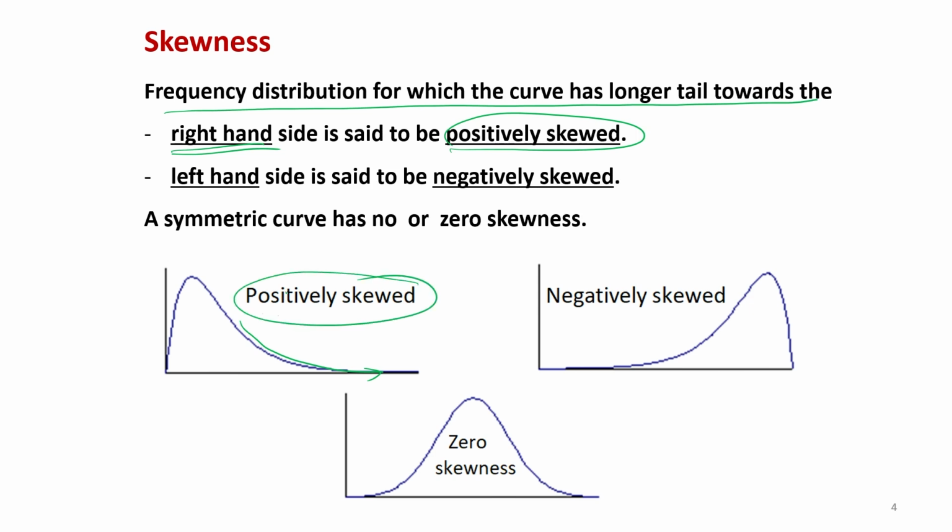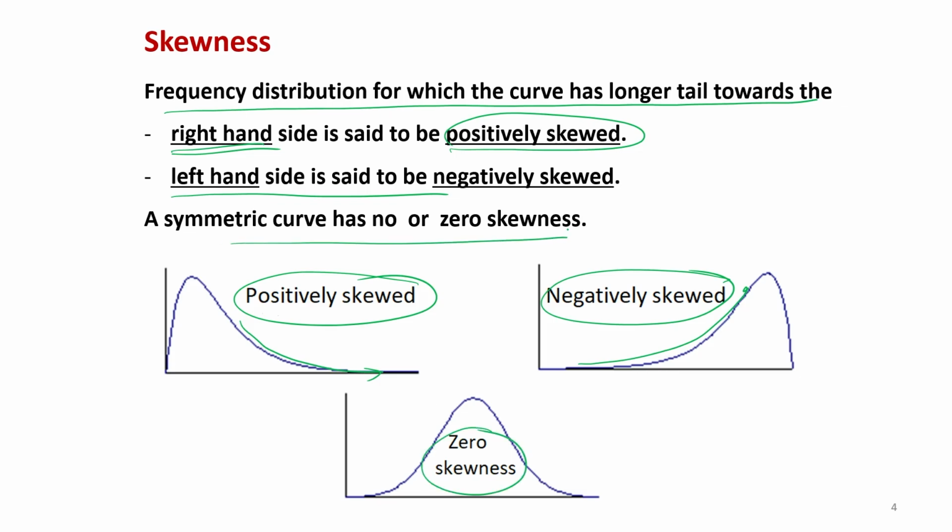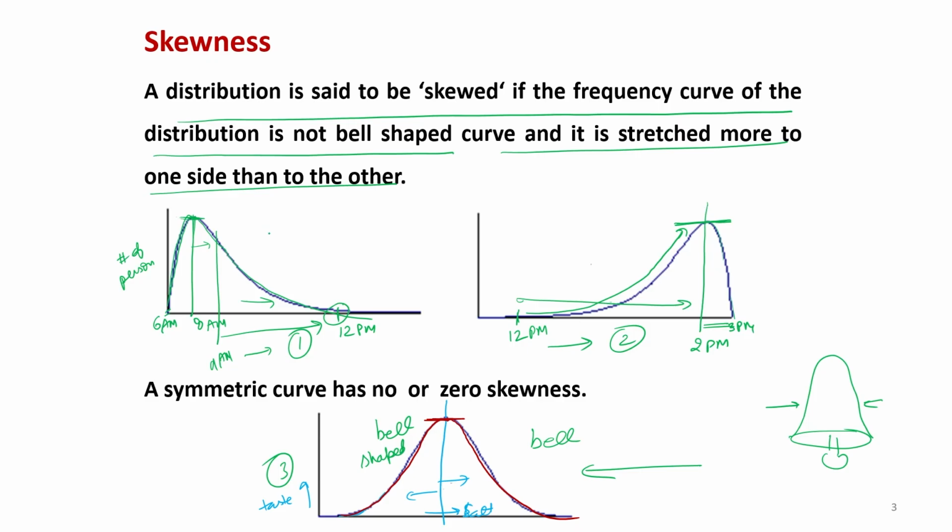And similarly, if the data curve has a longer tail toward the left hand side, so you can see in this case, for example, this is much longer than on the right hand side, then we call that the curve negatively skewed. And in the case of a symmetric curve, there is zero skewness, there is no skewness, right. So this is how we define the skewness on the left hand side, right hand side, positively skewed or negatively skewed. You can see in this case, figure 1 was positively skewed and figure 2 was negatively skewed.